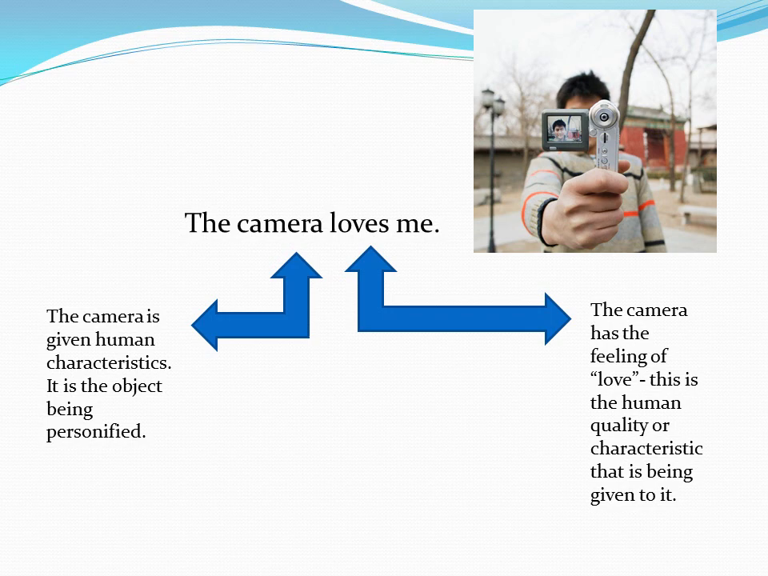In this sentence, "The camera loves me," the camera is the object that's being personified, and the way it's being personified is by using the word loves. A camera doesn't really live, so it can't really love you, but in this case, it's figurative language.